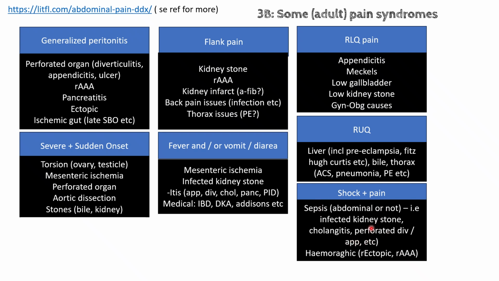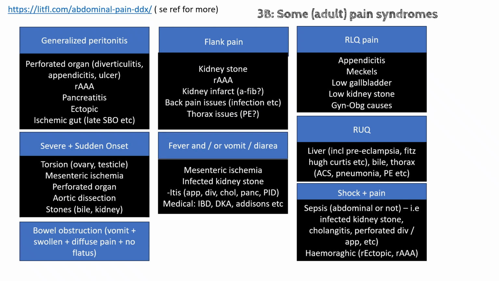So you can go through the different kinds of shock: the dehydration or blood loss shock, the obstructive shock, the cardiogenic shock, where you have backflow and also it hurts in your belly sometimes, and then also the distributive shock. And then there are some that are more common causes with abdominal pain, and that's usually the infection with sepsis. Yes, and the bowel obstruction as well. Vomiting, swollen, diffuse pain, and no flatus. That's also kind of a syndrome more than a diagnosis.